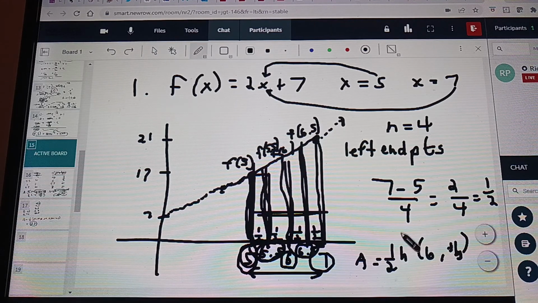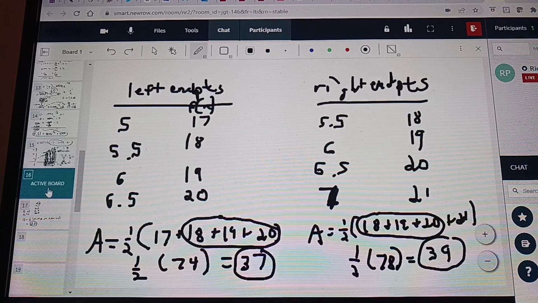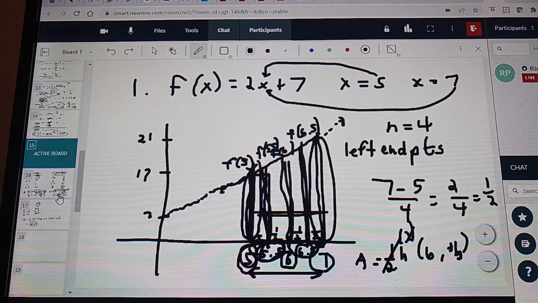So the height is 2 in this example. 2 times 1/2 cancels out. F of 5 would be the first base height, and F of 7 would be the second base's height. And the sum of those two is going to be the answer because the other part's canceled out. So 17 plus 21 is 38. So even in geometry, they would say this area is 38. So geometry says this exact area is 38.